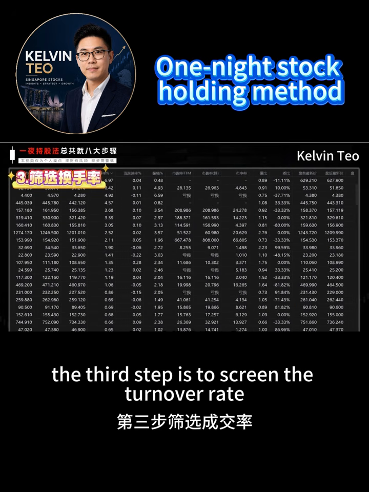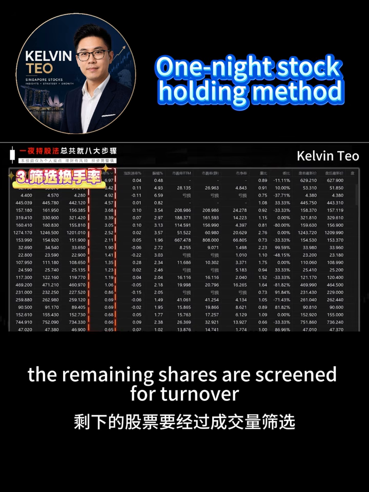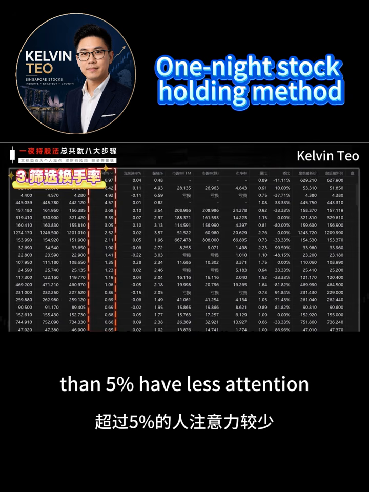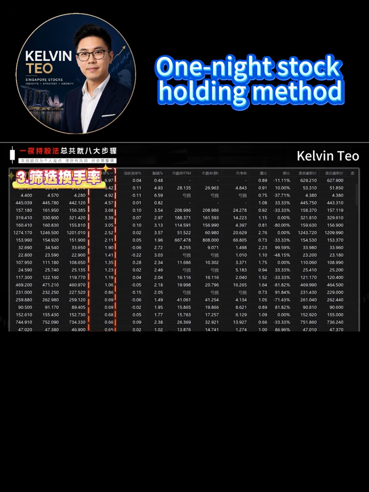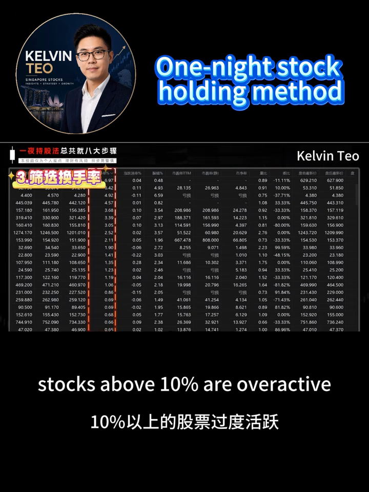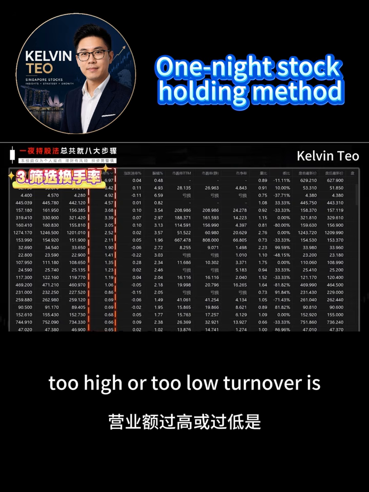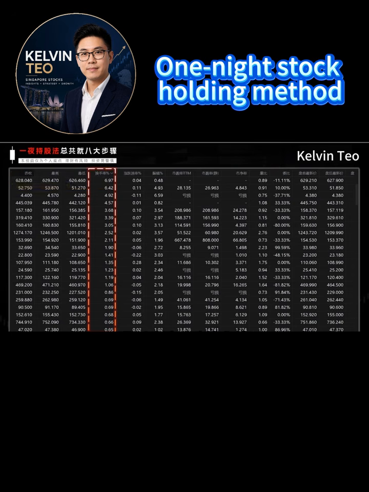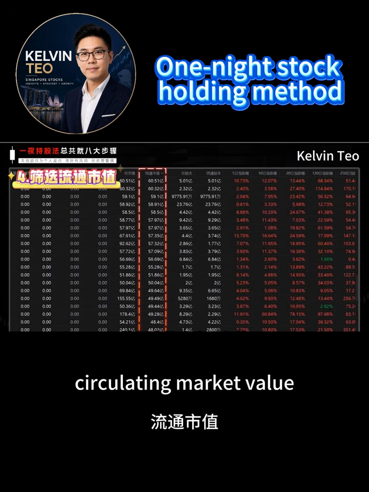The third step is to screen the turnover rate. The remaining shares are screened for turnover. Delete stocks with turnover below 5% or above 10%. Stocks with a turnover of less than 5% have less attention. Stocks above 10% are overactive. Too high or too low turnover is not conducive to operation. Therefore, choose moderate stocks.